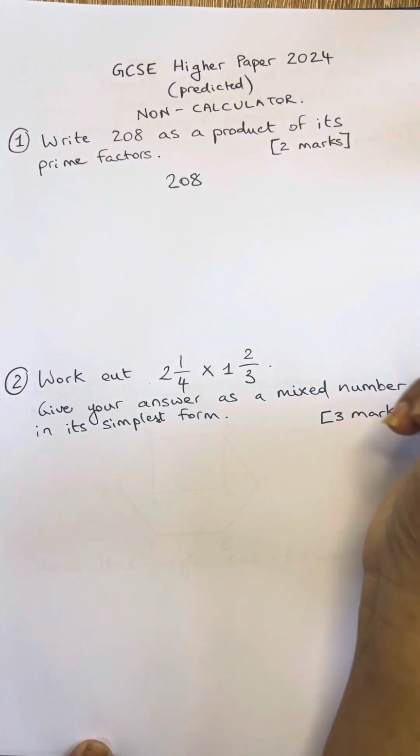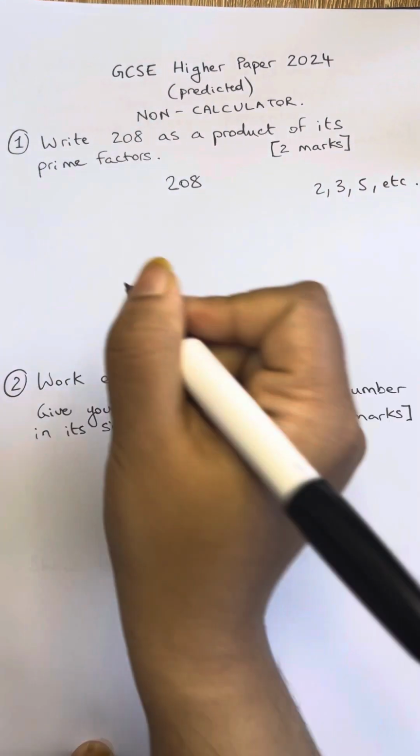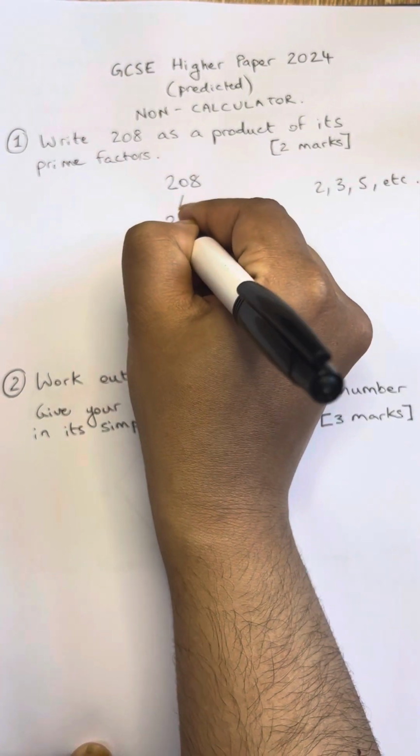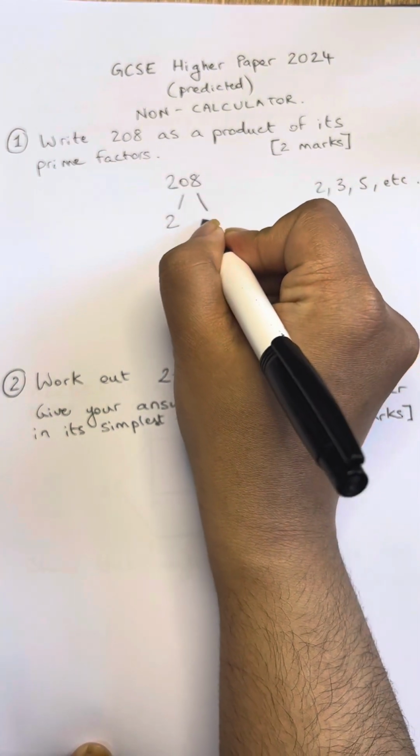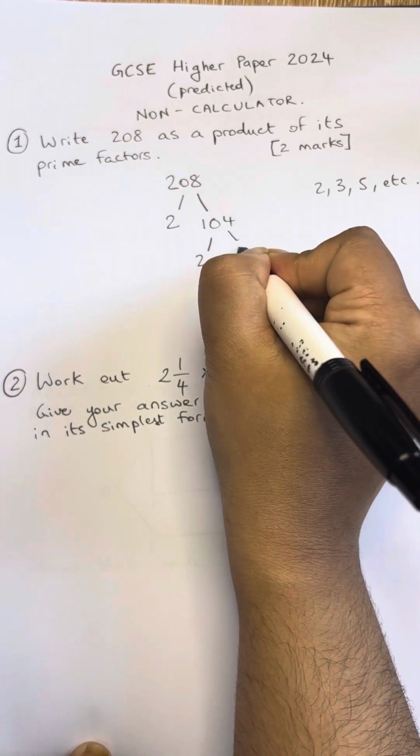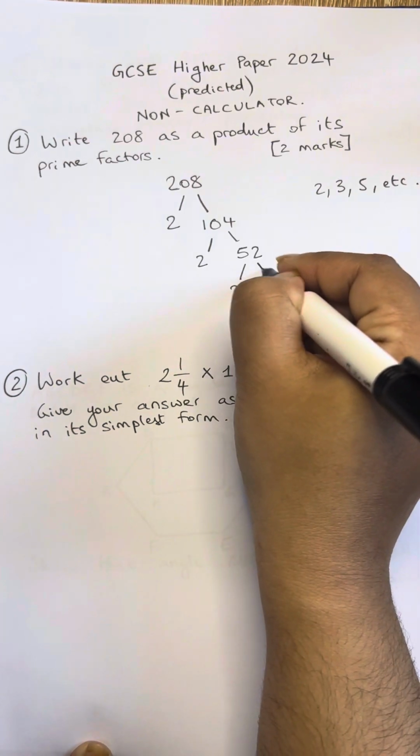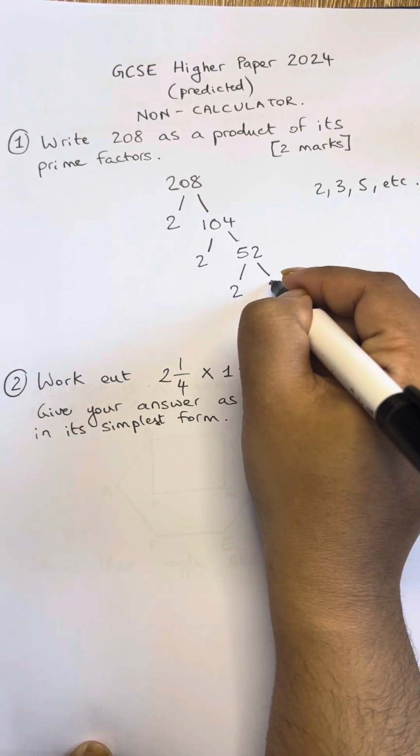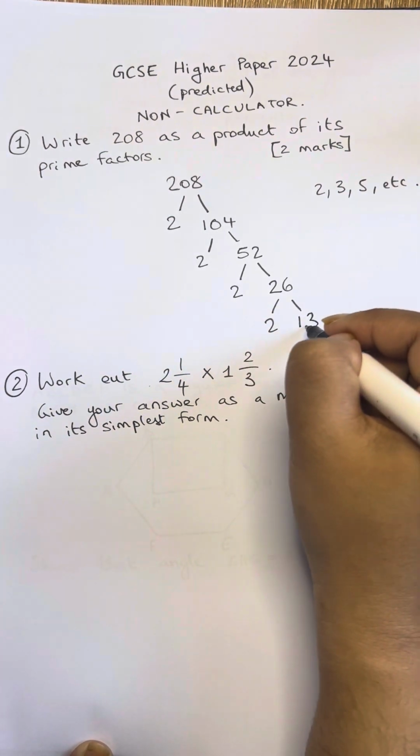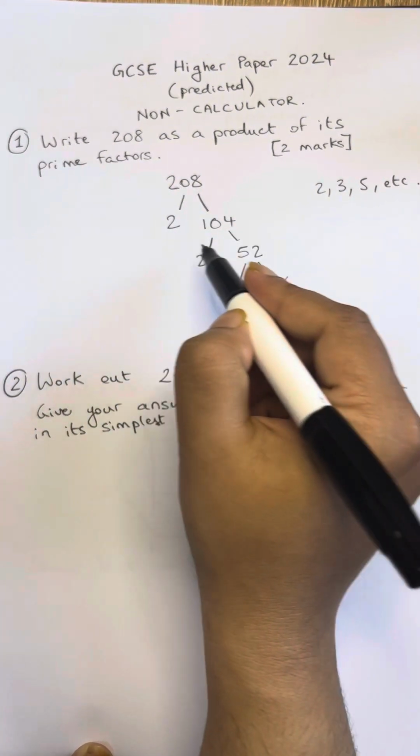208. We know that the prime numbers are 2, 3, 5, and so on. So I'm just going to take the smallest, which is 2, and divide by that. 208 divided by 2 is going to be 104. I can still divide it by 2, so that's going to be 52. Again, divided by 2, that's going to be 26. Divided by 2 again, that's going to be 13. Obviously, 13 is also a prime number, so that's our final answer.